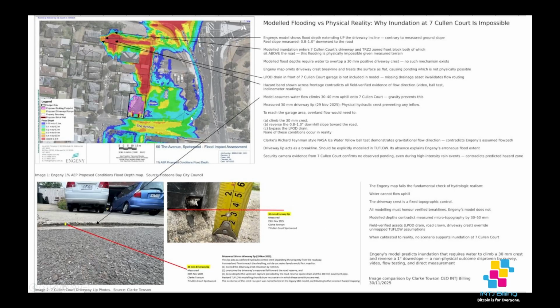So remember, here's our Engeny flood map, 1% AEP, proposed conditions, flood depth. Here's our water in the Cullen Court bowl. Remember the Cullen Court optical illusion. Here's our water over the driveway. Here's our water over the TRZ2 zone block. Remember, the driveway crest at 7 Cullen Court is a higher head boundary. So it's physically higher, 30 mil higher. Remember, here's our measurement, 30 mil higher than the road bowl here.